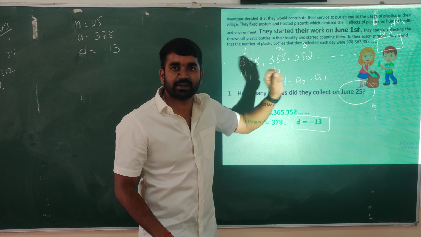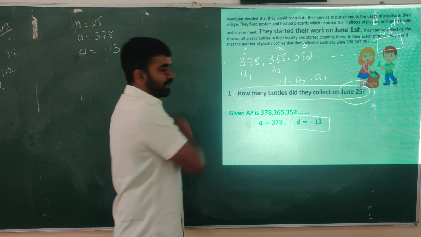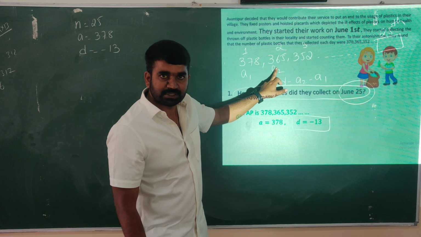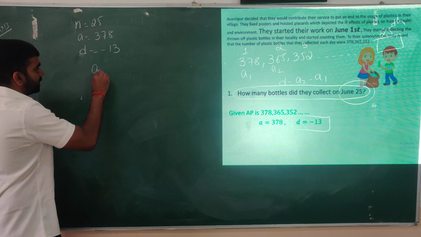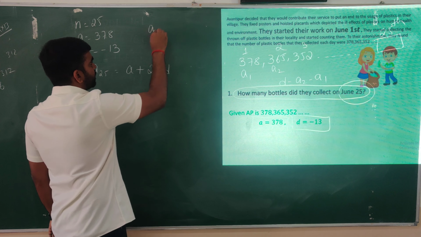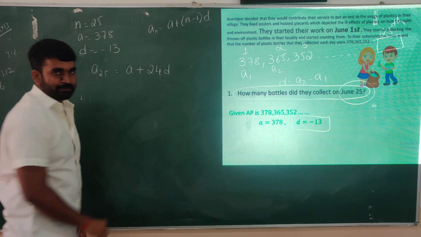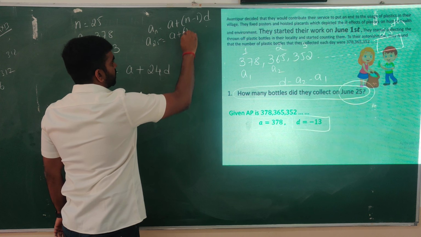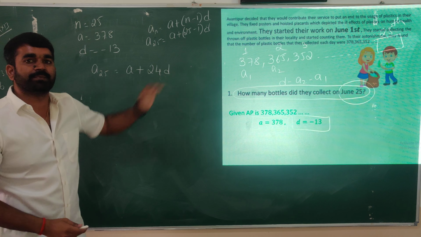A1 is 378, A2 is 365, A3 is 352. We have to find A25. Why? Because they have asked about the 25th day. First day means A1, second day means A2, third day means A3, 25th day means A25. So how do we write A25? A25 is nothing but a plus 24d. When we substitute in the formula, an is equal to a plus n minus 1 into d. In place of n we write 25, so A25 is equal to a plus 25 minus 1 into d. Directly I have taken it as A25 is equal to a plus 24d.